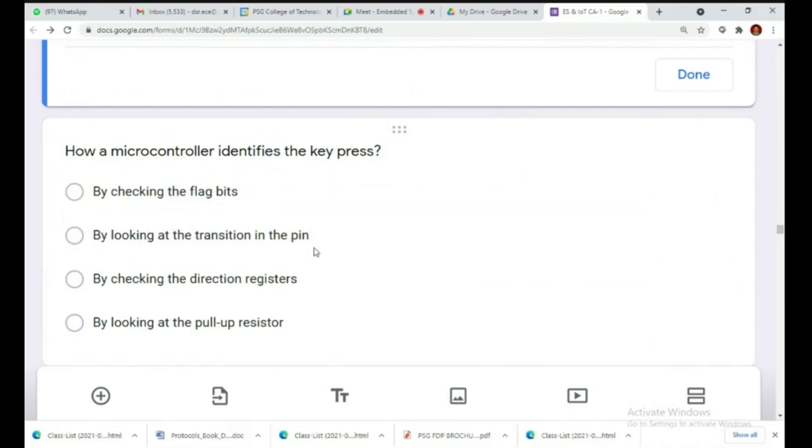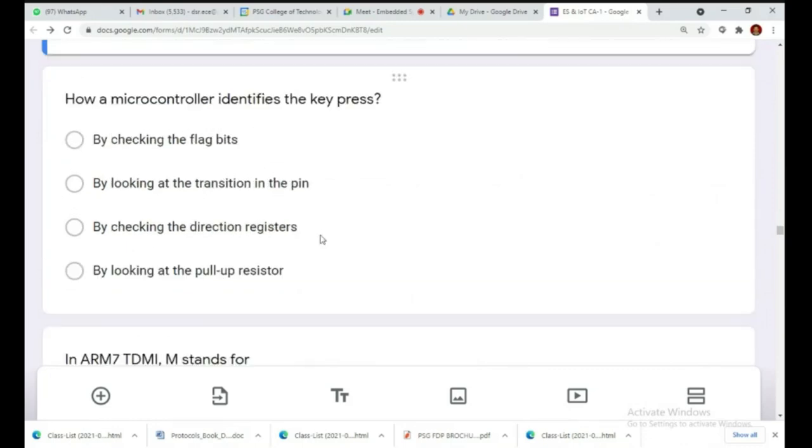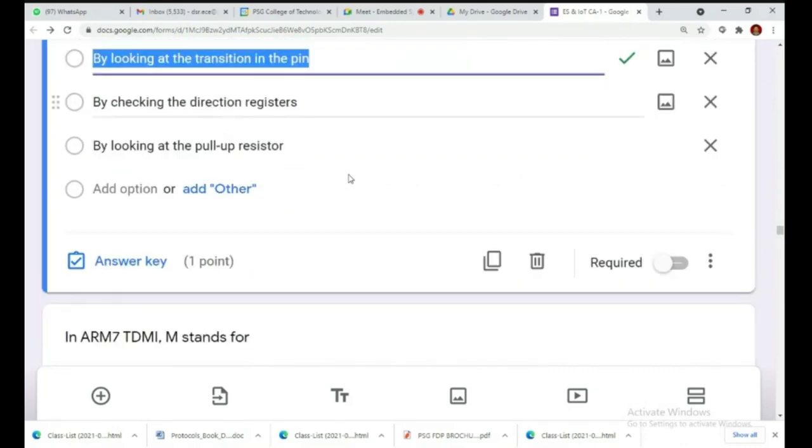Checking the flag bits is not the answer, since flags normally reflect the status of the accumulator. Direction registers: in the 8051 there are no direction registers at all, so that is not the right answer. Looking at the pull-up resistor is also wrong, since pull-up resistors are used for keeping the port pin as an input port. That's all. So the simple way a microcontroller identifies a key press is by looking at the transition in the pin.